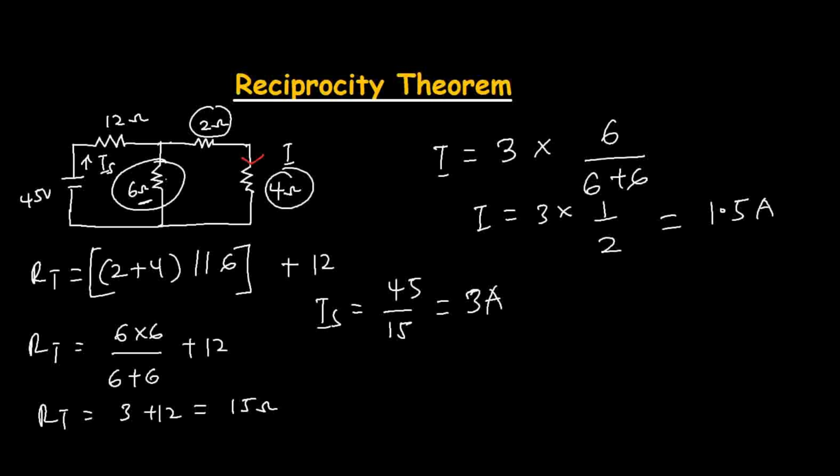So with this circuit, we got I equal to 1.5 amperes. Now apply the reciprocity theorem here. We are going to interchange the position of the current and that of the voltage source, and then see if we get the same value for current I. So let's go ahead and do that.